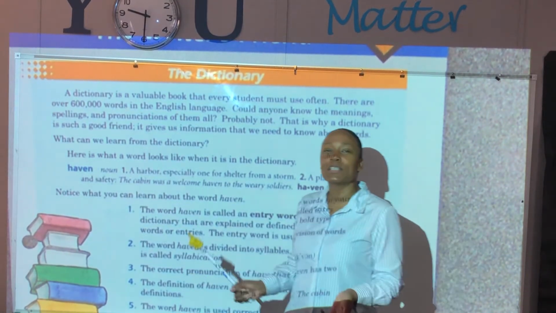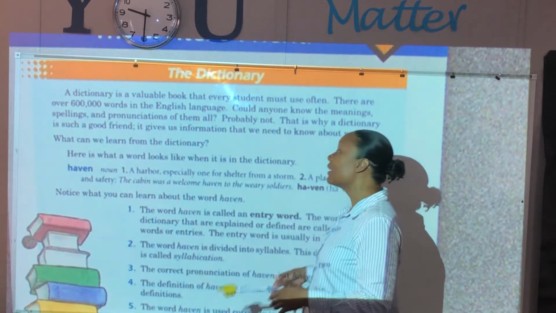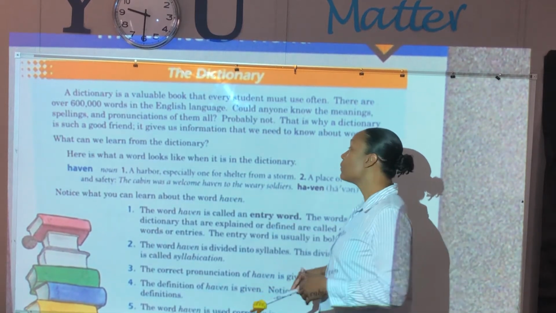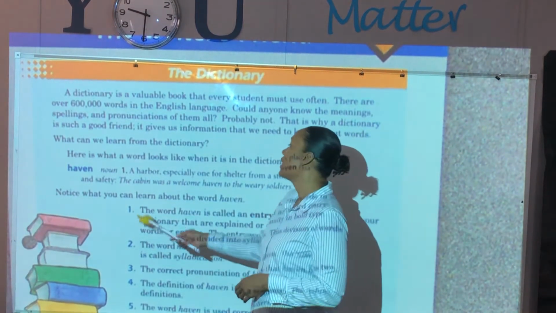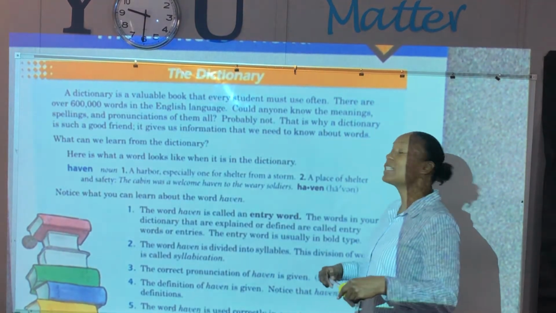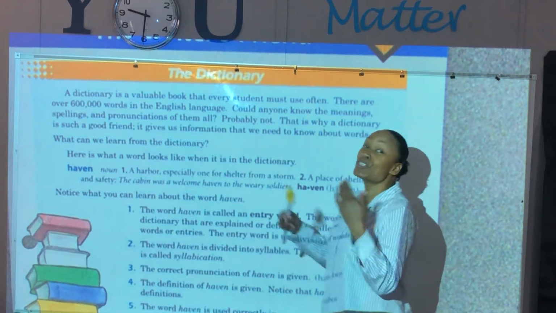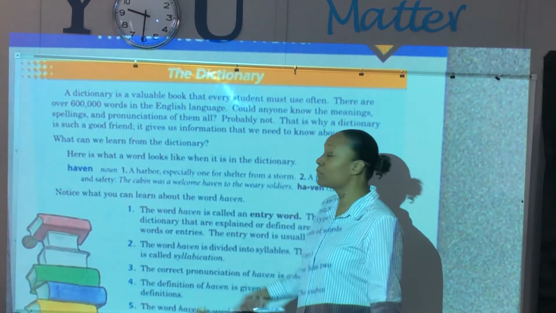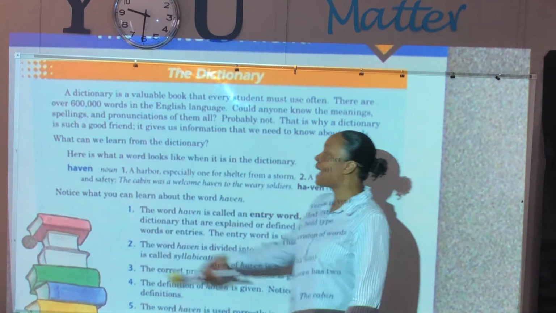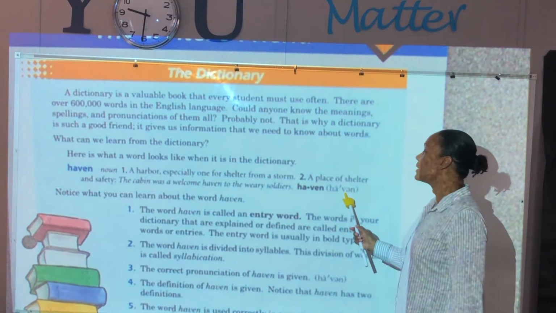Now, if you are thinking to yourself, I still need a little bit more, the dictionary provides a sentence, as we mentioned before, that helps with the word in context. So the cabin was a welcome haven to the weary soldiers. Okay? And of course, if you weren't sure how to pronounce this particular word, the pronunciation is provided for you. Some dictionaries have it immediately after the entry word. Other dictionaries have it towards the end.